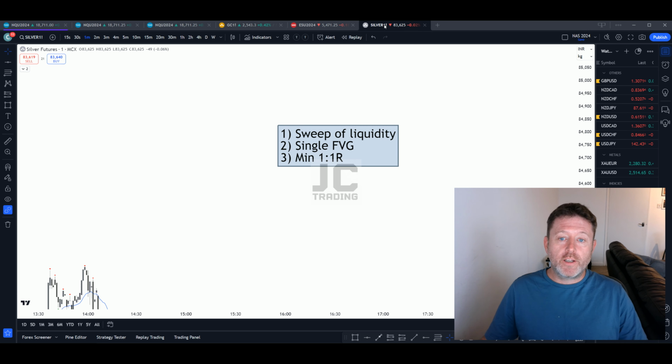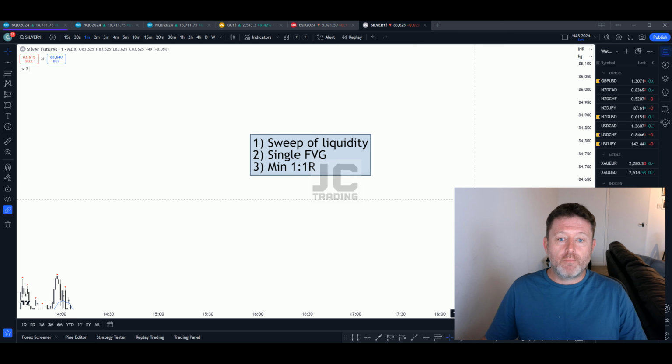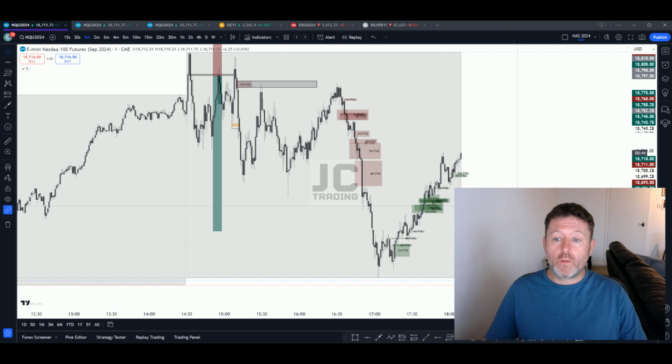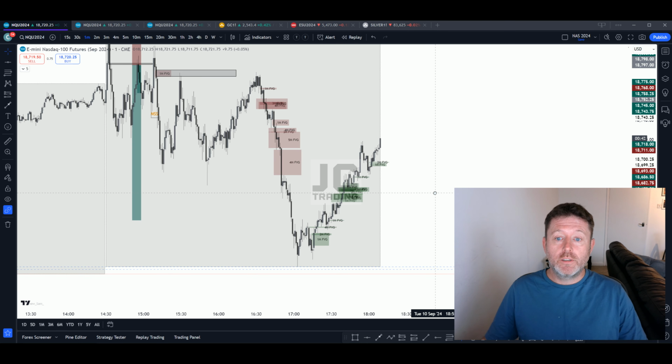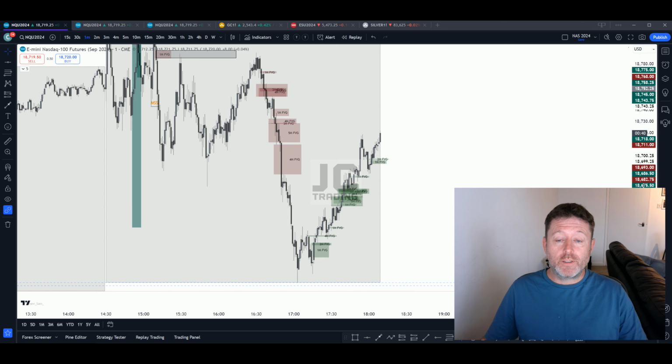So there's a couple of things that we need to look at. The first thing is all trades start with liquidity and they end with liquidity. If you understand liquidity, you have the keys to the kingdom. Fact. Second thing, a single fair value gap, ideally a 1 minute fair value gap. Thirdly, a minimum of a 1-to-1 R trade. So let's hop over onto the charts and talk about liquidity firstly and what a fair value gap is.